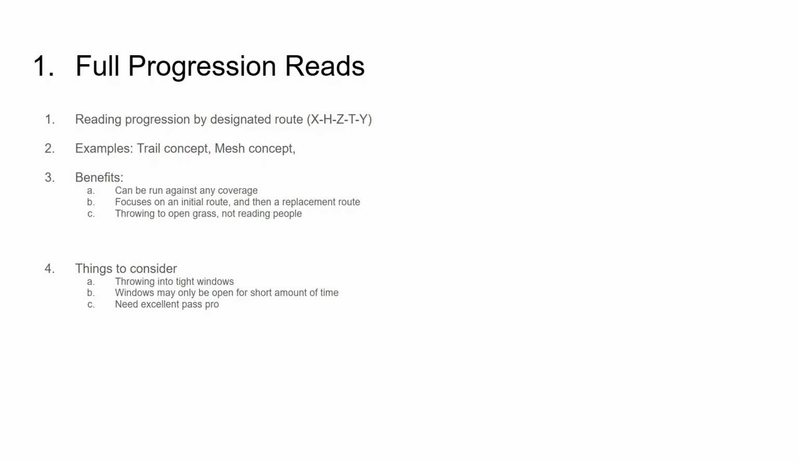Now, I'm not going to call them cons necessarily. There's not necessarily cons, but there are things to consider with each of these progressions. So for each progression, I've integrated something that we need to consider. This could require throwing into some tight windows. Obviously, if you're trying to throw a crossing route and he's trying to carry the crossing route for a second, you really got to zip the ball in and get it behind his head before he passes it on to another linebacker. So that's something to consider.